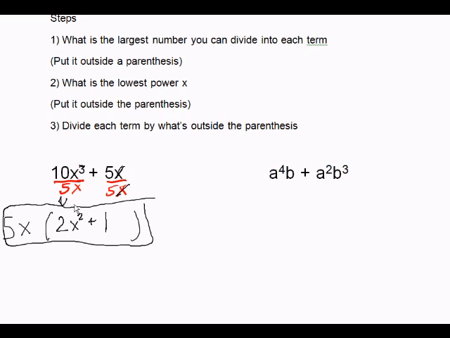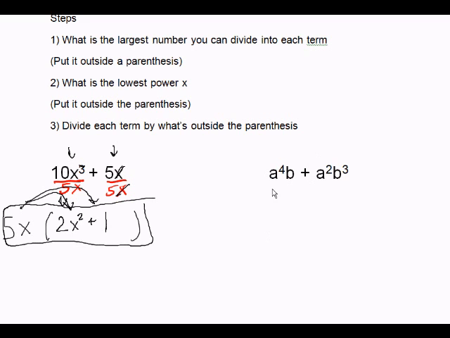Now, a lot of people want to know, well, how can you check your work? Well, you can check your work by distributing this. If you multiply 5x times 2x squared, you should get 10x cubed. 5x times 1, you should get 5x. So you can always check your work by distributing and make sure you have the right answer.